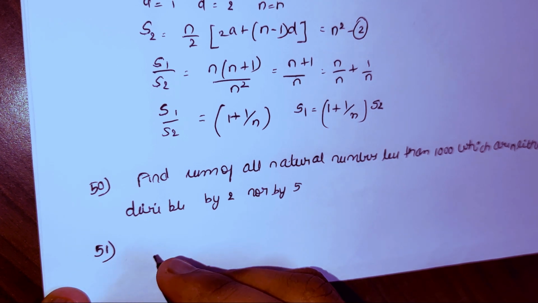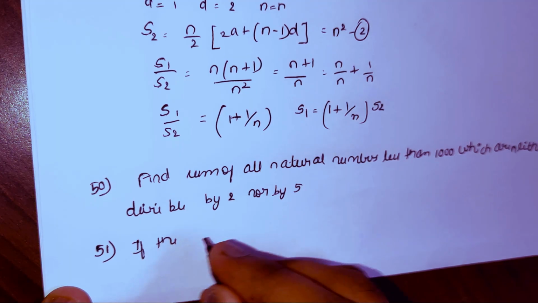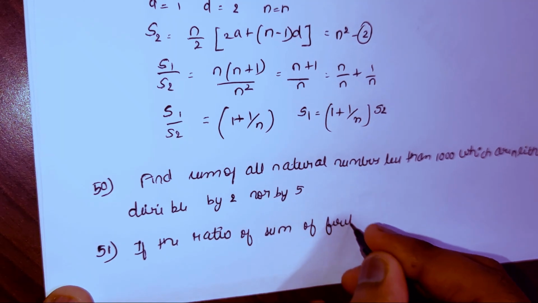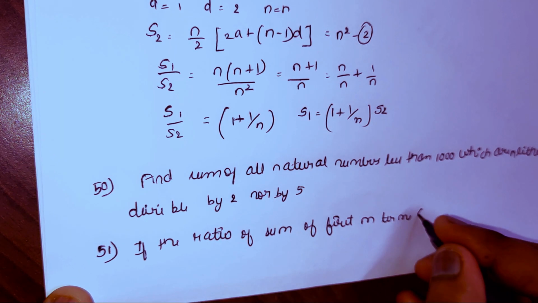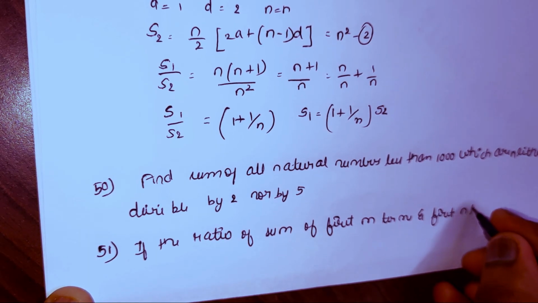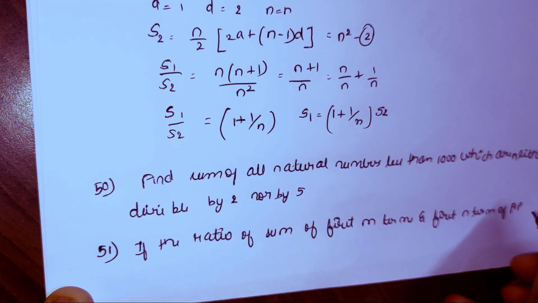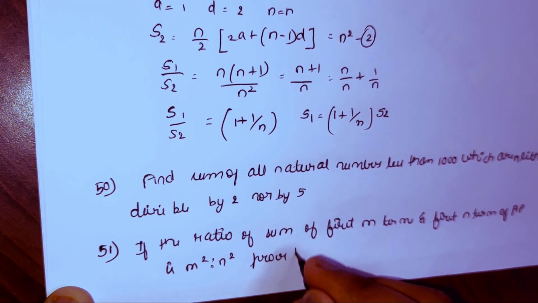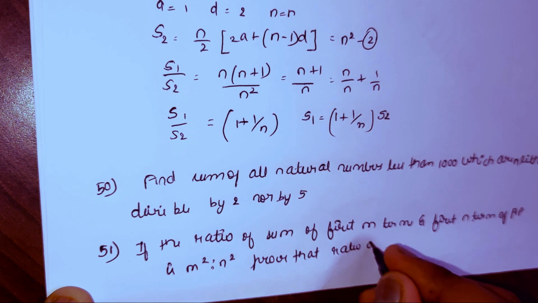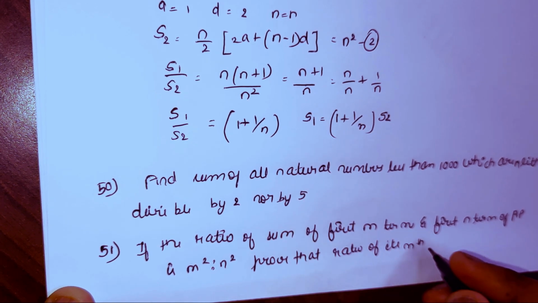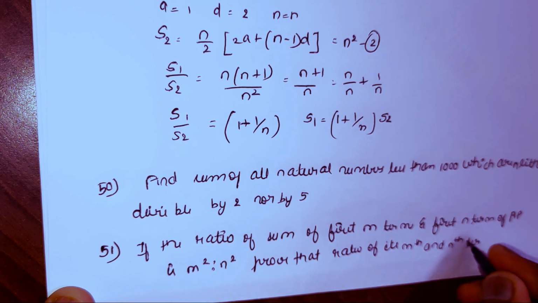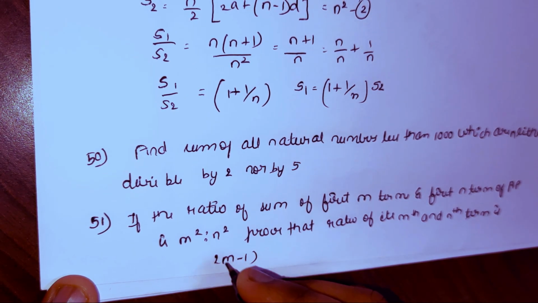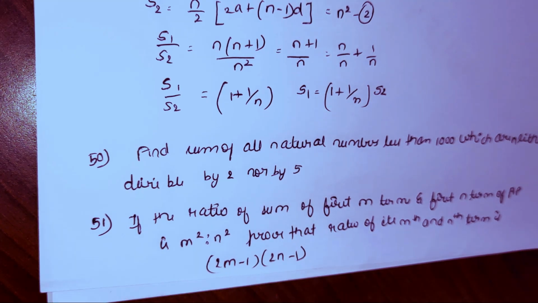We'll look into the last question of this. If the ratio of sum of first m terms and first n terms of an AP is m square is to n square, prove that the ratio of its mth and nth term is (2m minus 1) to (2n minus 1).